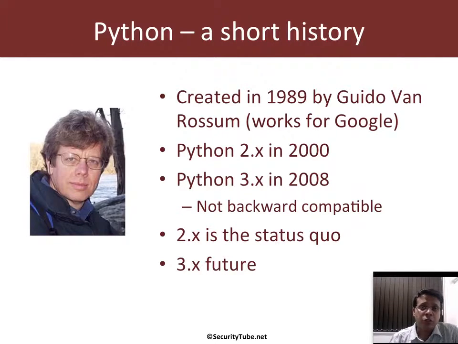Now Python has gone through several versions, and Python 2 was released in 2000 while Python 3 was released in 2008. Unfortunately, Python 3 is not backwards compatible, and hence almost every program written for 2 would actually break in 3. Now, even though 3 was released all the way back in 2008, most libraries and a lot of interesting programs still use Python 2. So as the Python guys themselves state, 2 is still the status quo, while 3 is the present and the future.